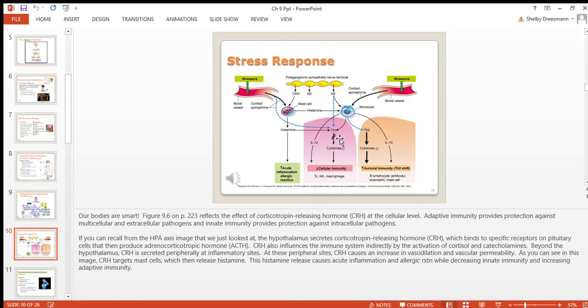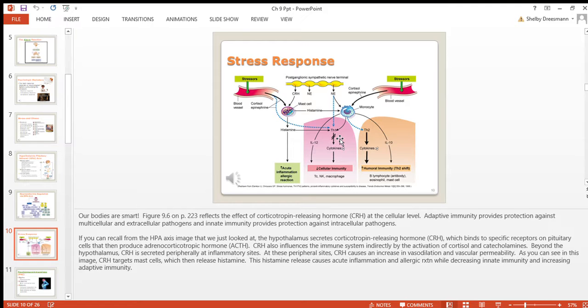And this picture reflects the effect of, I'm just going to call it CRH now, CRH on the cellular level. Adaptive immunity provides protection against multicellular and extracellular pathogens. Innate immunity provides protection against intracellular pathogens.